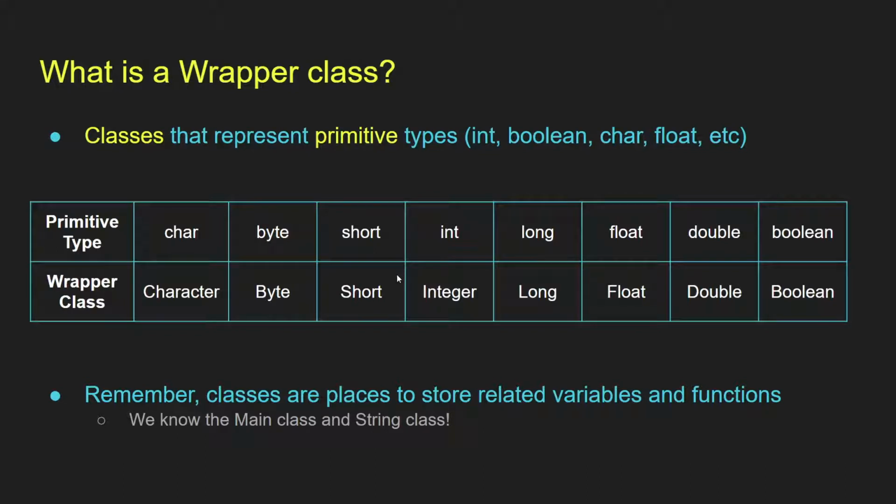And remember that classes are places to store related variables and functions, so that can give you a hint as to why we would use wrapper classes: to access some special variables and functions that we couldn't access otherwise with just a primitive type. And remember, we've seen classes before, like the main class that we create from the main method and the string class that we just learned about.